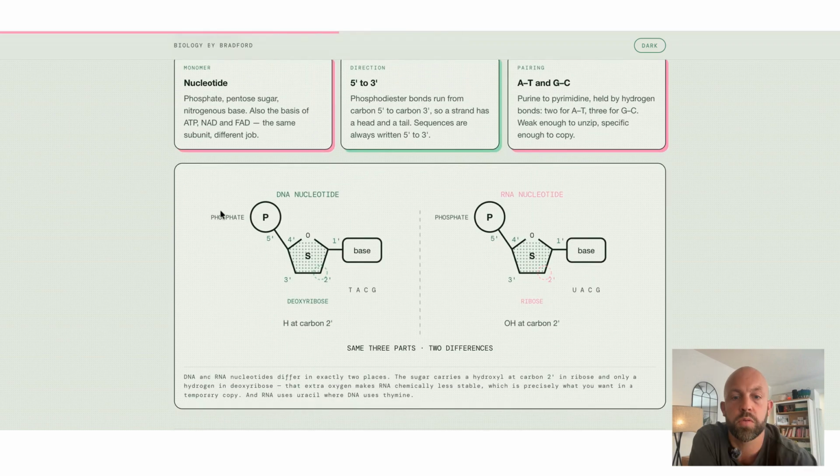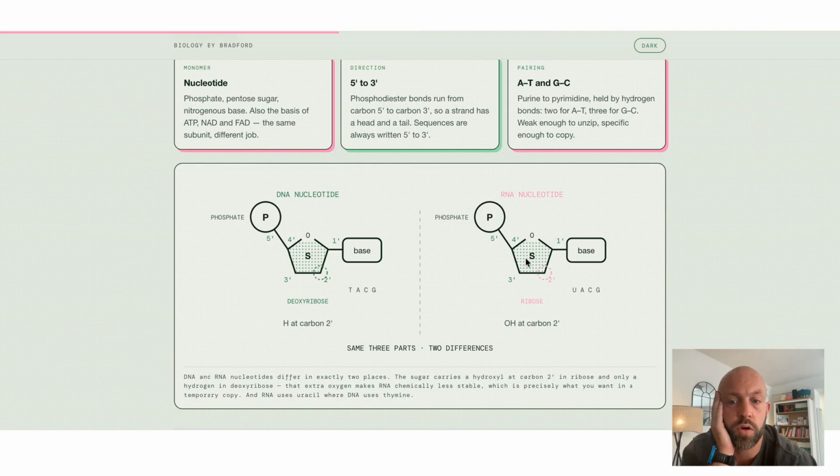We've got a DNA monomer that has a deoxyribose, and we've got an RNA monomer or nucleotide, which has a ribose sugar. So you can see here the second carbon, we have hydrogen at carbon 2, and there's an OH group at carbon 2 when it's a ribose. So this has lost an oxygen, deoxyribose.